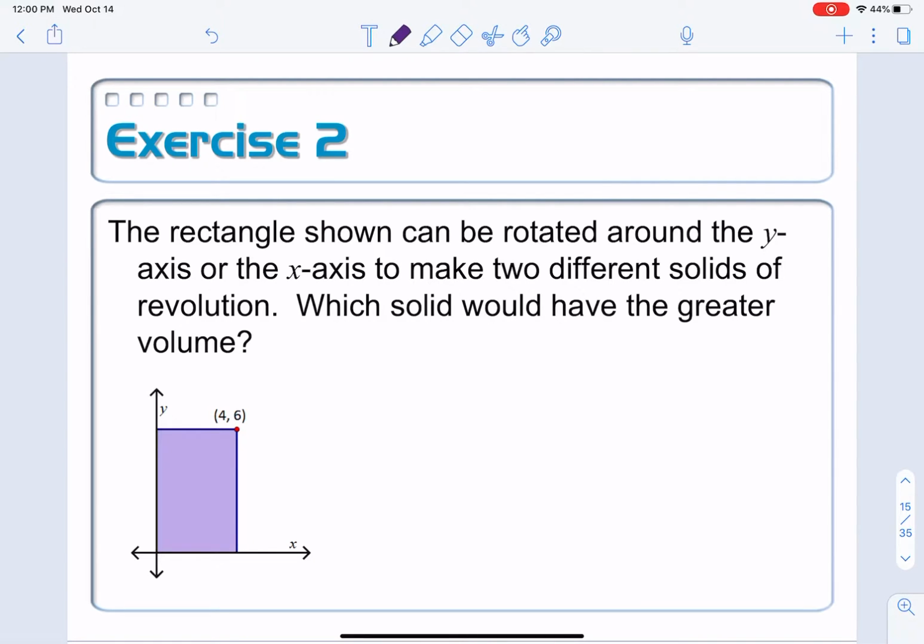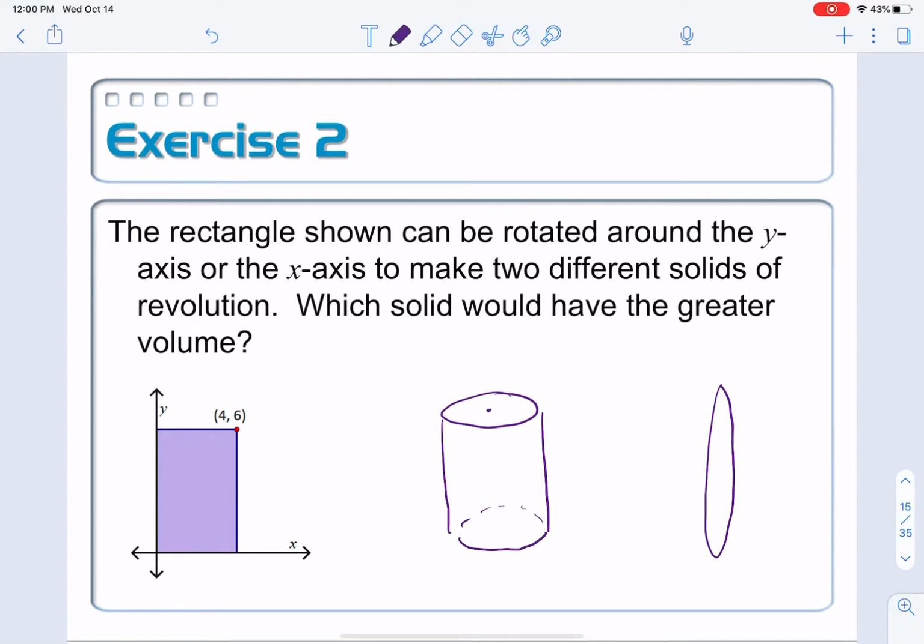Well, first of all, I take a rectangle, I rotate it around an axis. What three-dimensional shape does that make? It's going to make a cylinder. So let's say I rotate it around the y-axis. Rotating around the y-axis, it should be a cylinder, sort of like that. And if I rotate it around the x-axis instead, the cylinder is going to look maybe like this. And there we go.